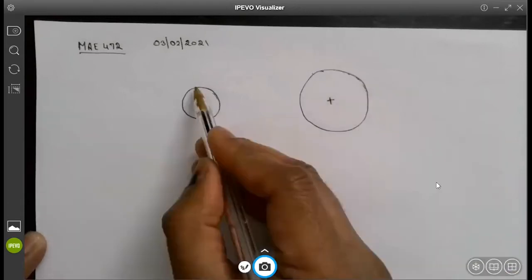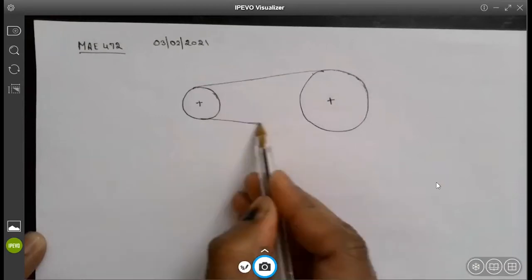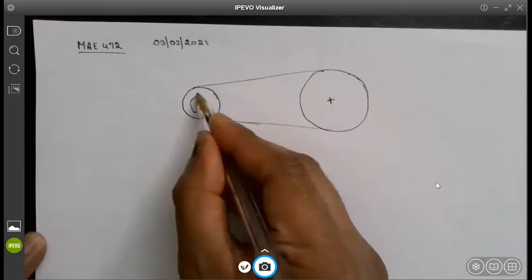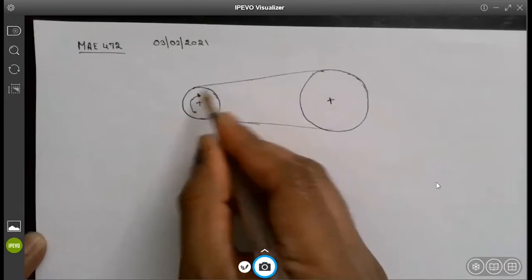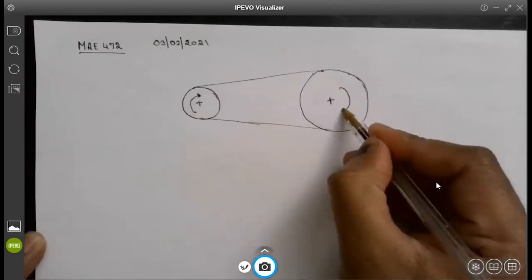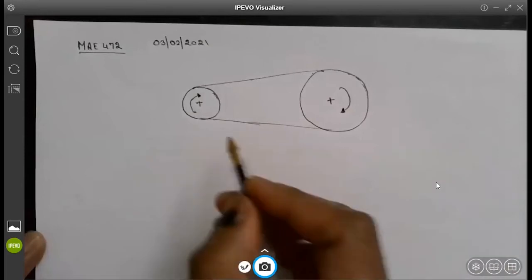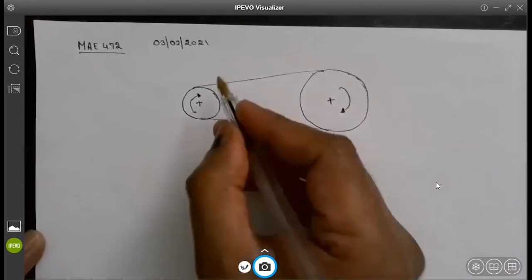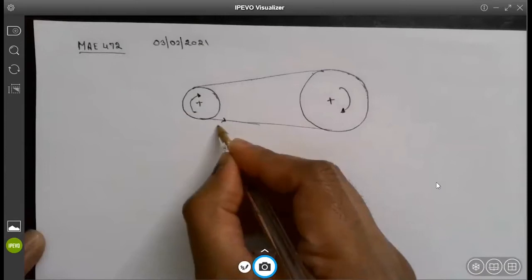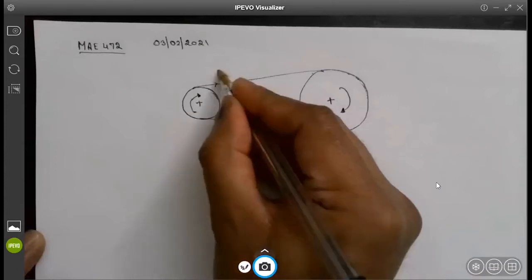What I'm drawing here is a schematic of a belt drive from the driving side to the driven side. Let's say this driving pulley is rotating clockwise, and this is an open belt configuration. So you also have a clockwise rotation of the belt. Now, these are the tensions that I'm representing.